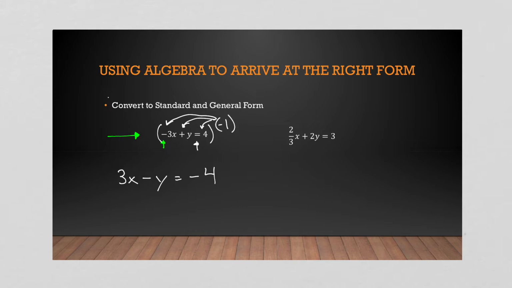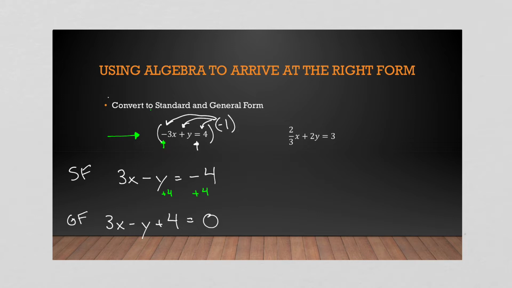And then how do we get that to general form? Well, we do one slight piece of algebra. We just add 4 to both sides. So then our general form is 3x minus y plus 4 equals 0. So there's standard form there. And then that's general form there. It's just one extra adaptation to standard form.